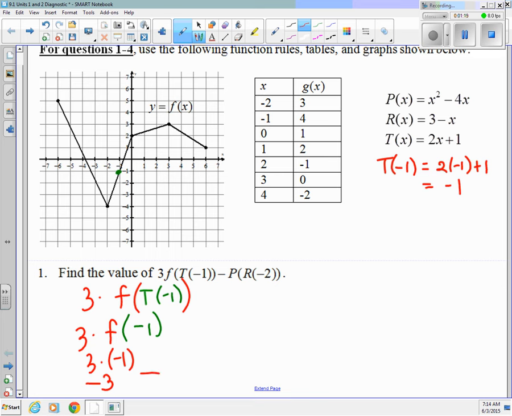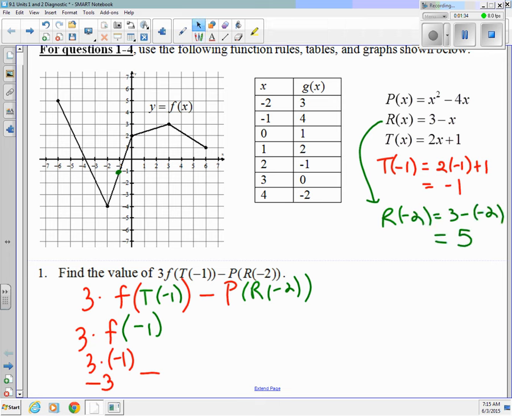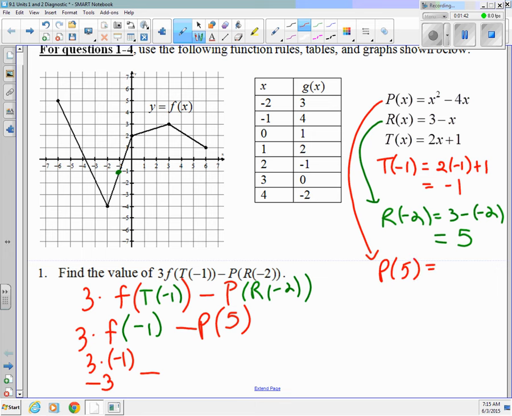All right, now I have to subtract p of r of -2. R of -2 I can get from the rule here. R of -2 is 3 minus -2, which is 5. So I have minus p of 5 now. And p of 5 is 5 squared minus 4 times 5, which is 25 minus 20, which is 5. And so I get -3 minus 5, which is -8.